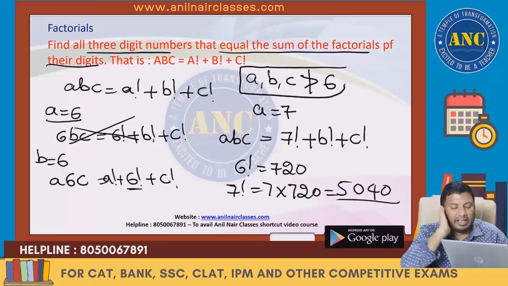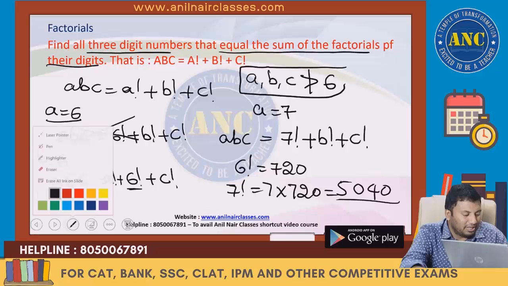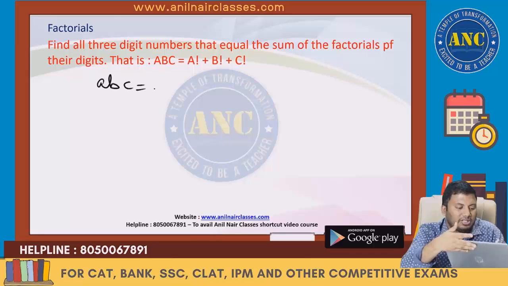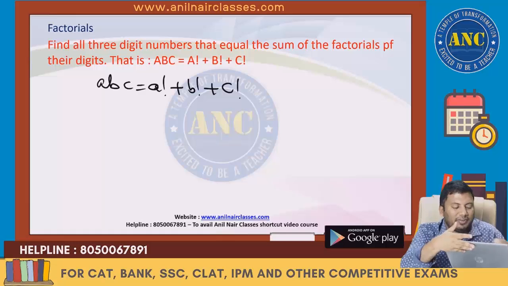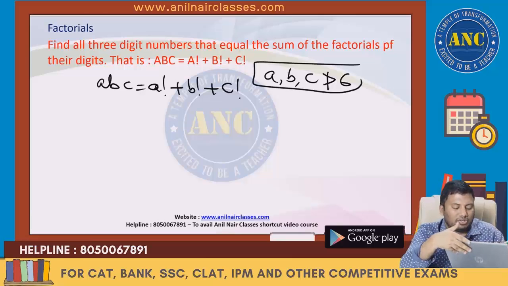A, B and C cannot take any value greater than or equivalent to 6. Just by putting the values on the left hand side and right hand side, the values are not matching. So A cannot be 6 and B cannot be 6. ABC is A factorial plus B factorial plus C factorial.